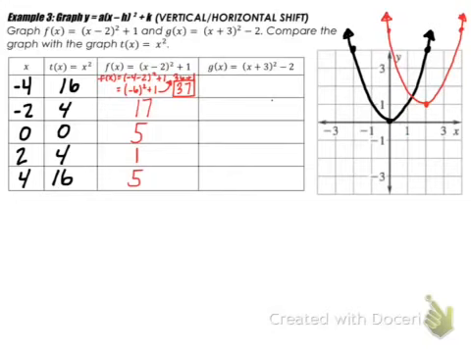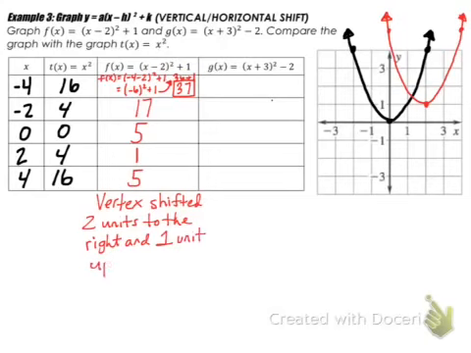So when we're comparing our functions with the parent function, you want to really focus on the size of our parabola, if it's vertically stretched or vertically compressed. But in this case specifically, our vertex we're talking about has a shift to the right 2 units and up 1 unit. So we have a shift of 2 units to the right and 1 unit up. And I can see that from my equation right when I started the example.